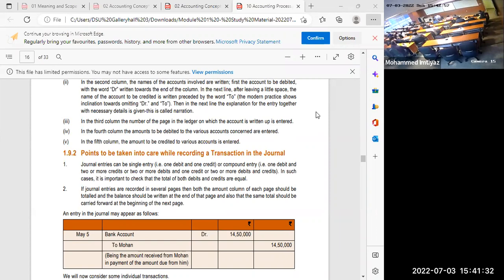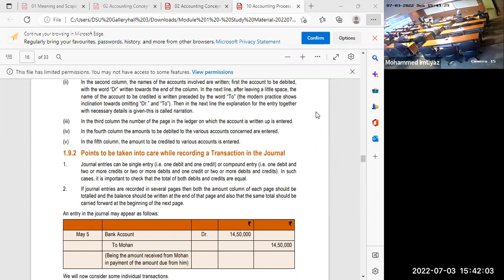Now you write the narration. On both sides write the amount. Debit side and credit side. On the credit side, you write the amount on the same line as cash. How much? 10 lakh. Okay, 10 lakh. Second line, you have to write 10 lakhs on the credit side. Here 10. Correct.